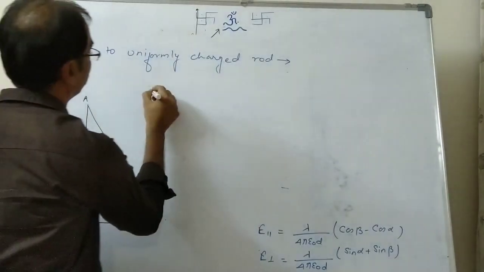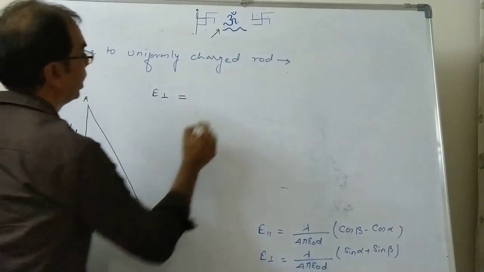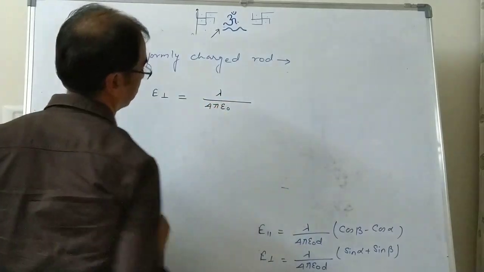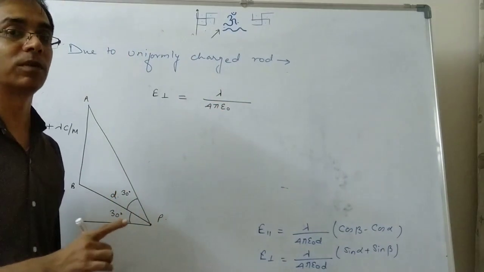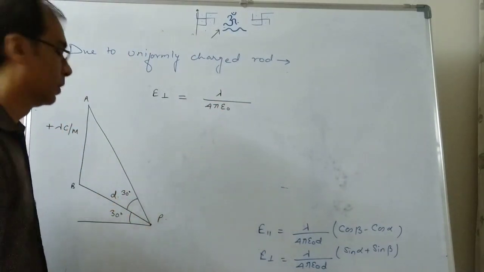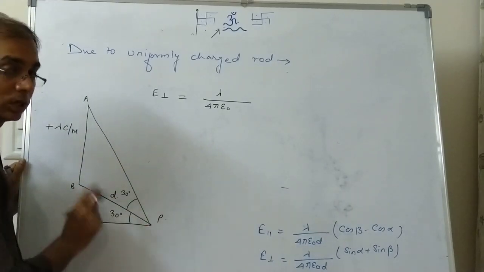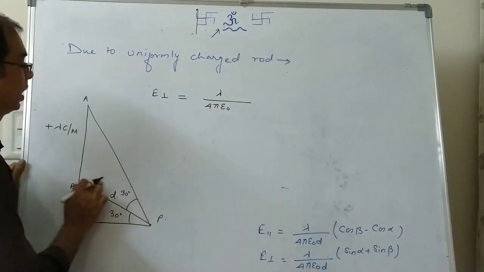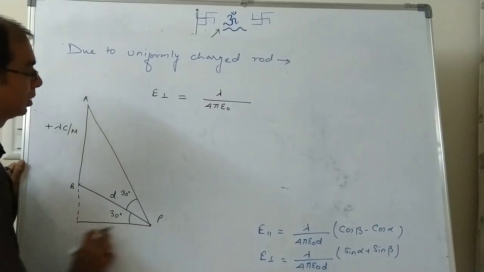See, first is E perpendicular: lambda by 4 pi epsilon naught. Now D actually was the perpendicular distance of that point from the wire. Perpendicular distance, remember that always. Is this D perpendicular? No. Then what is perpendicular? Perpendicular is this. Or for that matter, this is perpendicular. Okay? This is the perpendicular distance.